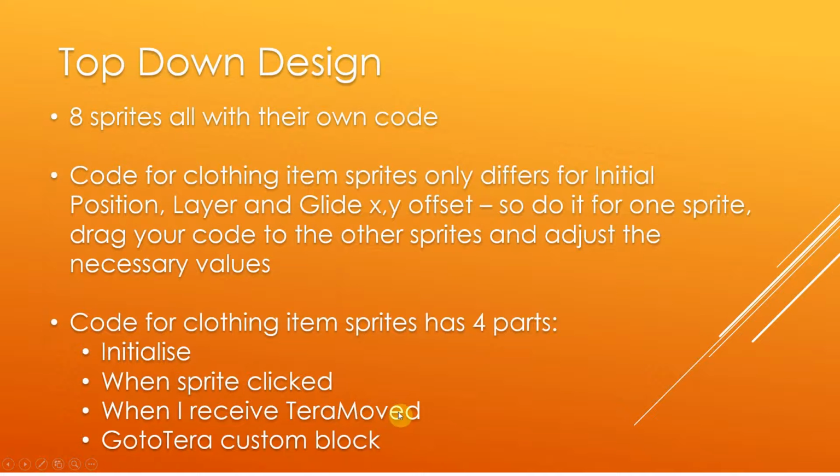There is a when I received Tera moved. Okay, we spoke about checking if Tera's moved, and if she does, she sends a broadcast. And then we have a go to Tera custom block, which actually gets the clothing to go to Tera and follow her if she moves. Now the reason we're using a custom block here is because we are going to do the same thing when the sprite is clicked or when Tera moved broadcast is received. So instead of doing the same code twice, we just create a custom block which we're going to call go to Tera, and we call that from both of these code blocks.